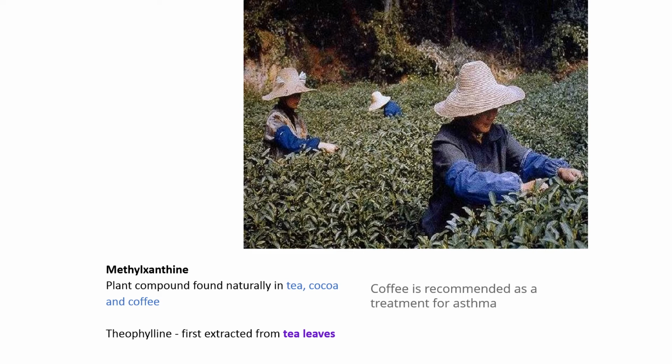Then the second category of bronchial asthma drugs, or bronchodilators, are methylxanthines. Methylxanthines are again plant compounds, naturally found in tea or coffee. That's why patients who are suffering from bronchial asthma get relief when they drink tea or coffee, and the reason is that these compounds have bronchodilatory activity. In fact, coffee is recommended as a treatment of bronchial asthma.